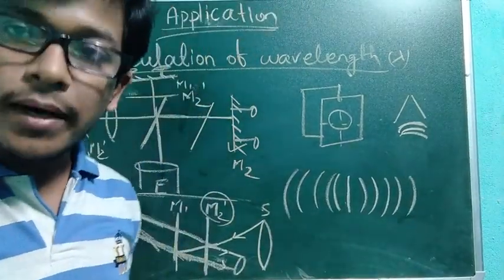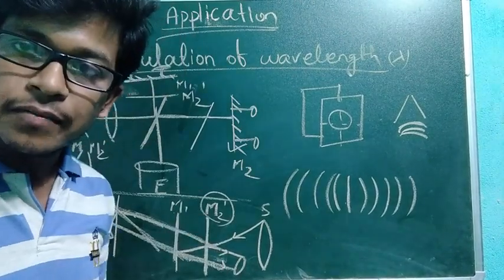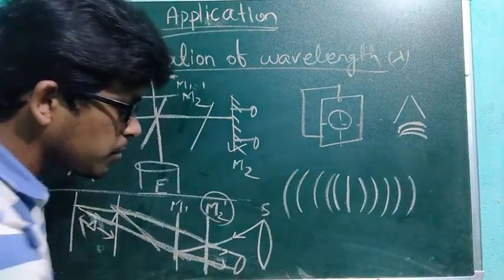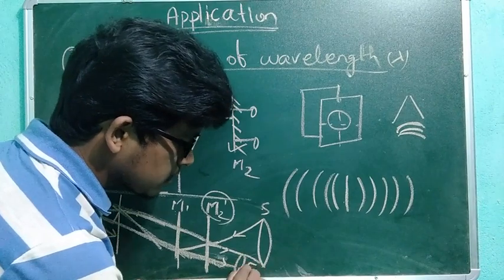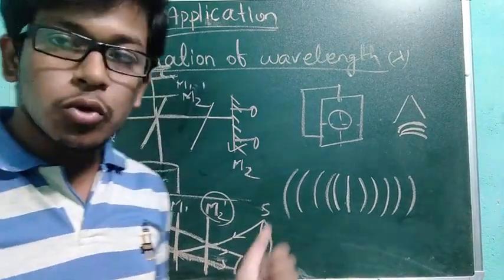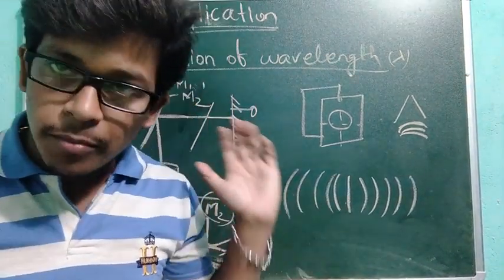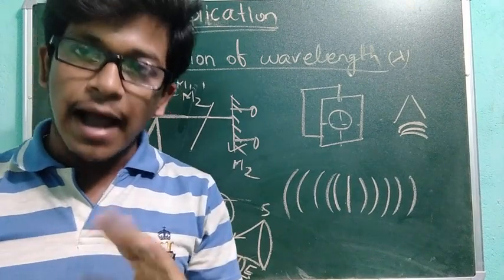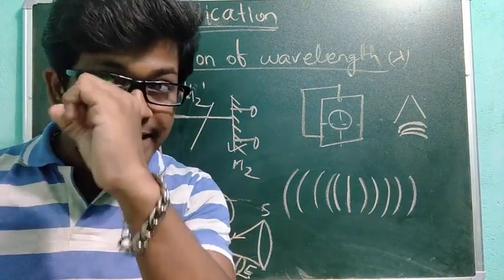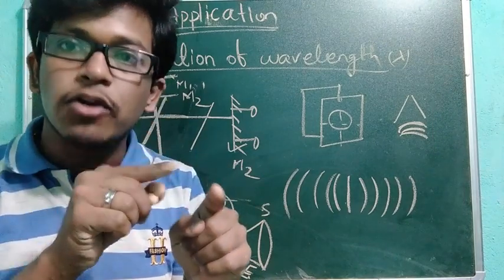Now whatever experiment I am doing here, that same thing I am observing through the eyepiece. My dear students, go to YouTube and see how your spectrometer is working. There you will see an eyepiece, and while you are watching inside the eyepiece, a cross wire will be there.